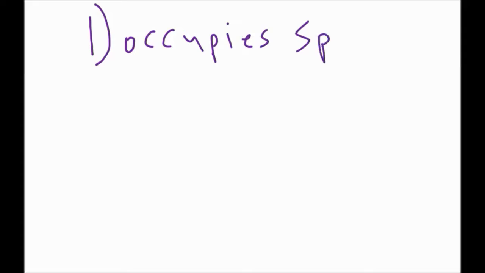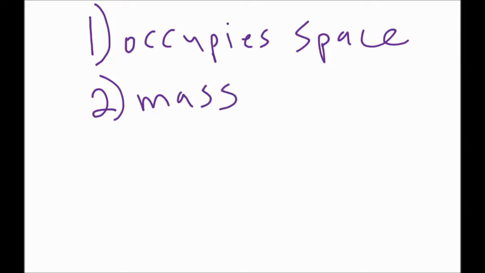Well, if we're talking about terms related to matter, I guess we first ought to talk about the definition of matter. Matter involves two different things. First off, it's anything that occupies space, and the other requirement is that it must have a mass. So the way your book says this is matter is anything that occupies space and has mass. Pause.